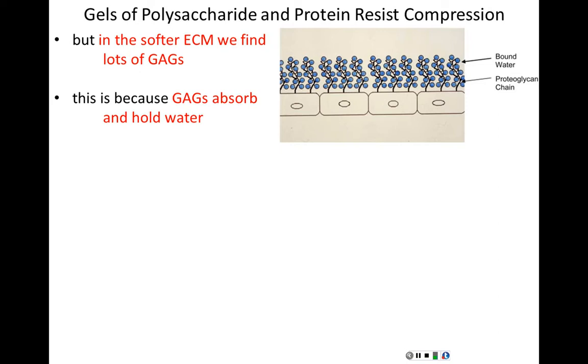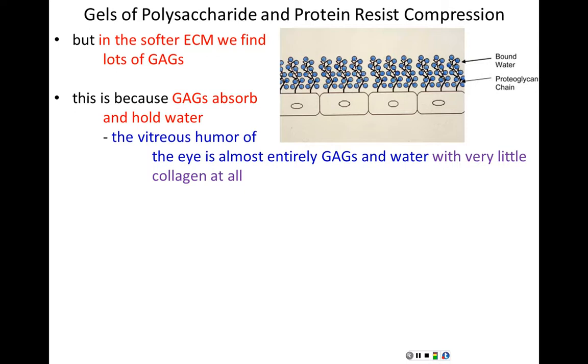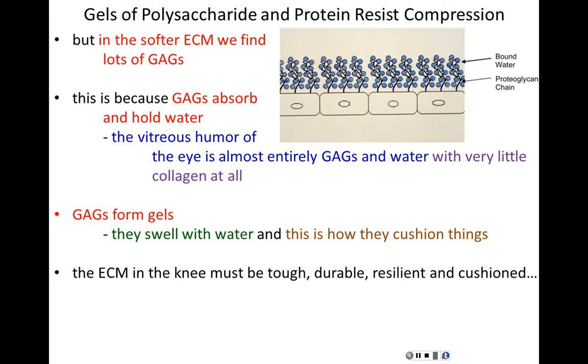The vitreous humor of the eye, we talked about that before. It's largely connective tissue. It's largely ECM. Well, it's largely GAGs and water. Really, the vitreous humor is so fluid and so loose because it's almost no collagen at all and primarily made up of these water-holding GAG chains. So, to say it simply, proteoglycans and GAGs in particular form gels. They swell with water, and this is how they cushion things.